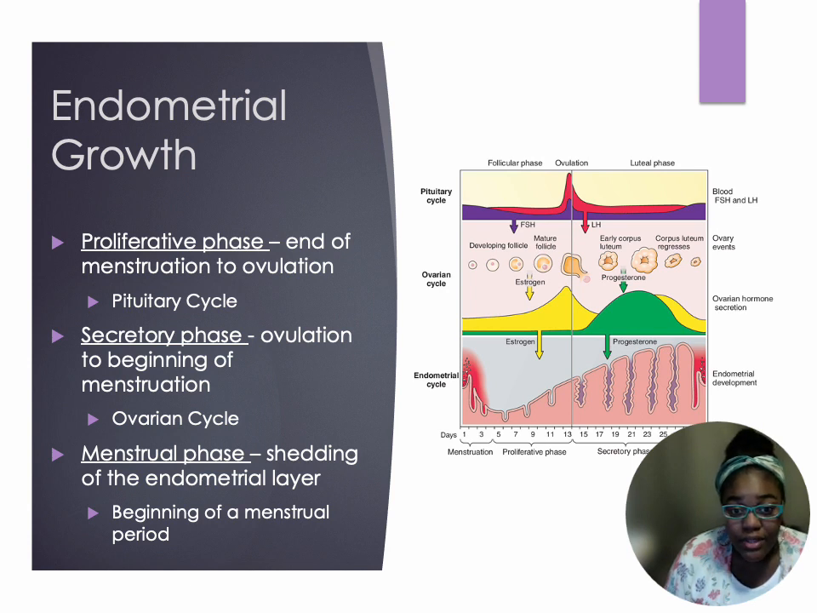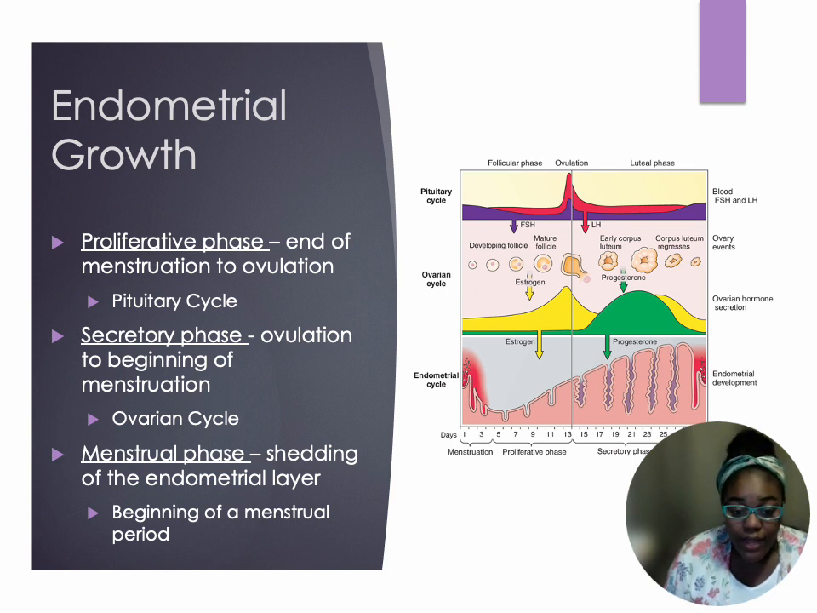So it thickens if there's an anticipated pregnancy, but then if the pregnancy is not sustained or there's no fertilization of that egg, we see menstruation, and that lining or the endometrium sheds, and this is what we call menstruation. So when we talk about endometrial growth, this is specific to the uterus.